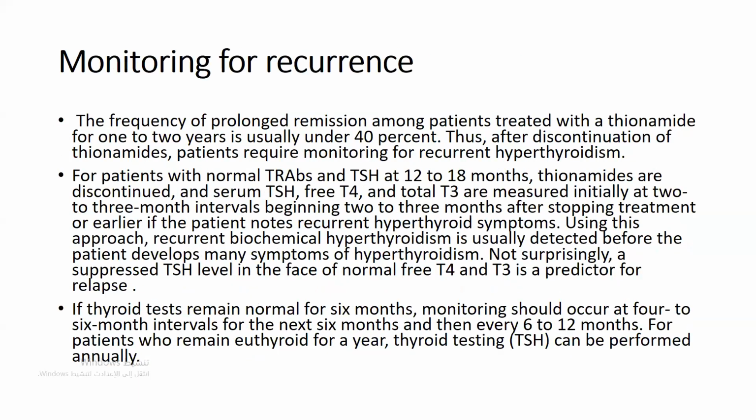As I mentioned before, how to monitor the recurrence? The frequency of prolonged remission among patients treated with thionamide for 1 to 2 years is usually under 40%. Thus, after discontinuation of thionamide, patients require monitoring for recurrent hyperthyroidism. For patients with normal antibodies, which is for Graves' disease, and TSH at 12 to 18 months, thionamide is discontinued, and serum TSH, free T4, and total T3 are usually measured 2 to 3 months after you discontinue the medication, and after that maybe less frequently, every 6 to 12 months.